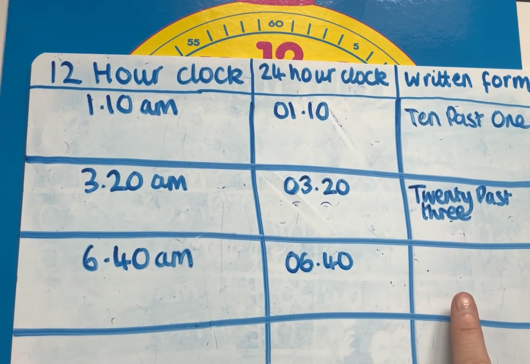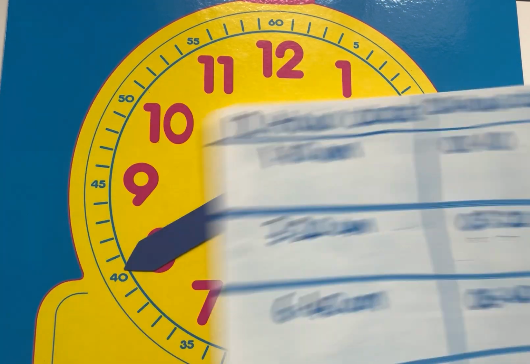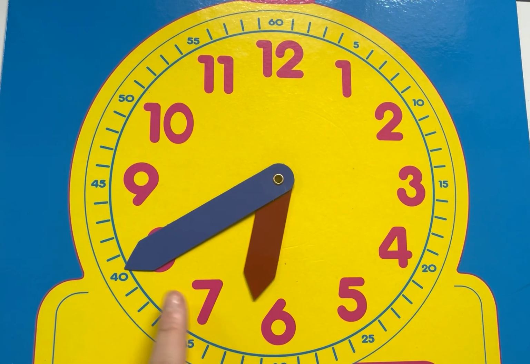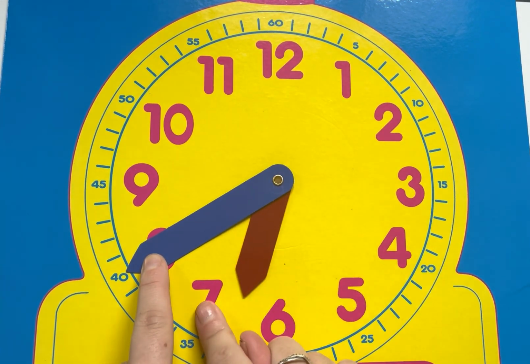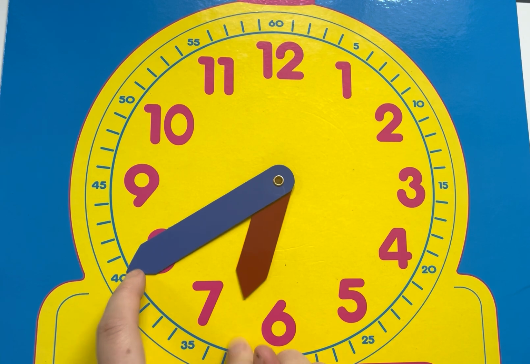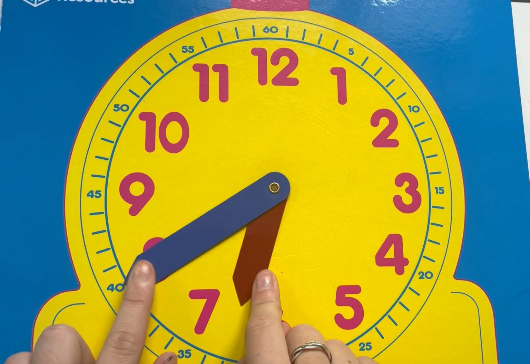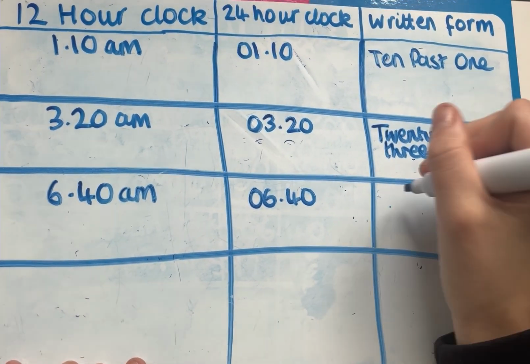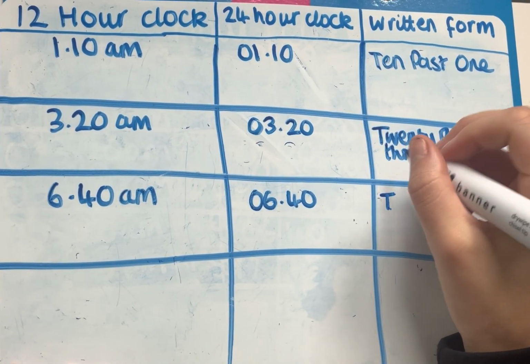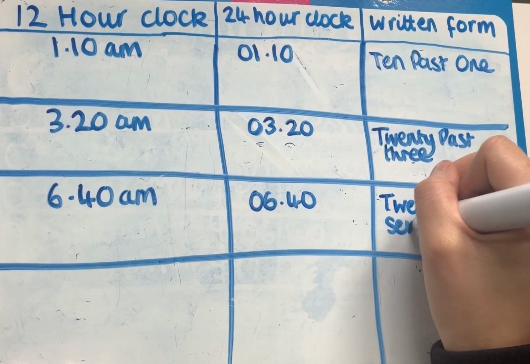and then on the 24-hour clock it would be 06:40. But would we say 40 past 6? No, we wouldn't. We would look at the time and we would see that it's only 20 minutes away from being 7 o'clock. So it isn't really that long away from being 7 o'clock. So instead of saying 40 minutes past 6, we would say the time is 20 to 7. And we would write that here as 20 to 7.